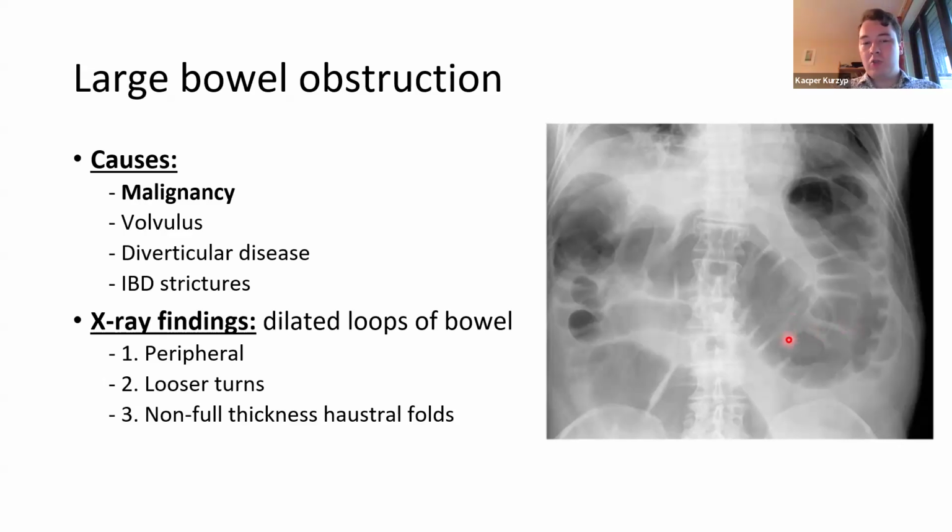Now, the abdo X-ray will also show dilated loops of bowel. They will tend to be peripheral, but there may be a section going through centrally. The turns won't be as sharp, it will be less twisted. And although you can see the haustral folds, they don't go all the way through. They stop, like you can see there is a gap here, and several gaps. This suggests that this is a large bowel that is distended.